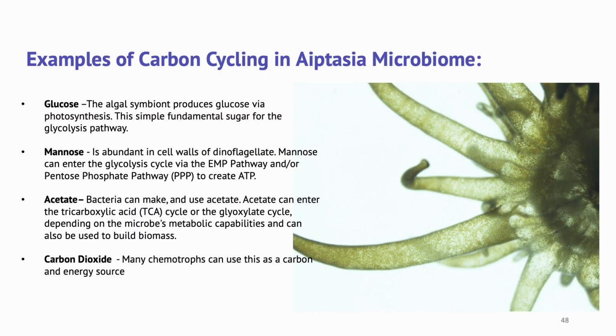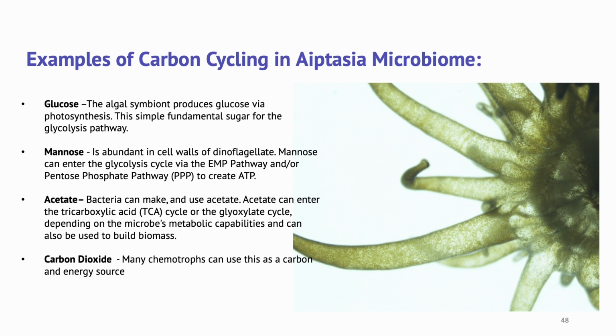In our model organism at our lab, there are many types of carbon sources that the microbiome can use and the host can use to perform glycolysis, but also different types of microbes can use carbon dioxide or inorganic forms of carbon to grow and live within its tissues. Some examples of these carbon sources are glucose. There's an algal symbiont that lives within the plant tissues of Aiptasia, and this algal symbiont makes glucose through photosynthesis. It also uses mannose, which is another very simple type of sugar that organisms can use for glycolysis. And this mannose is what creates the cell walls of the dinoflagellate.